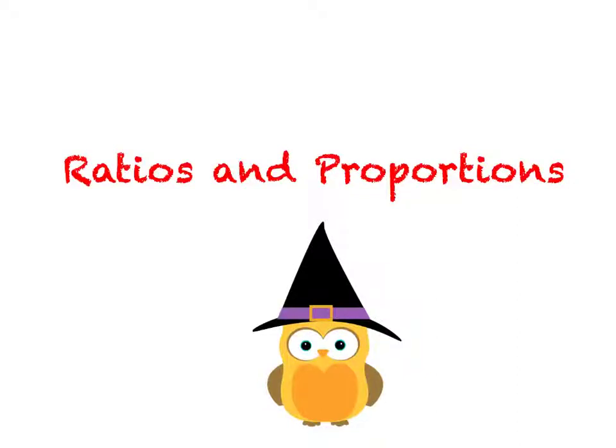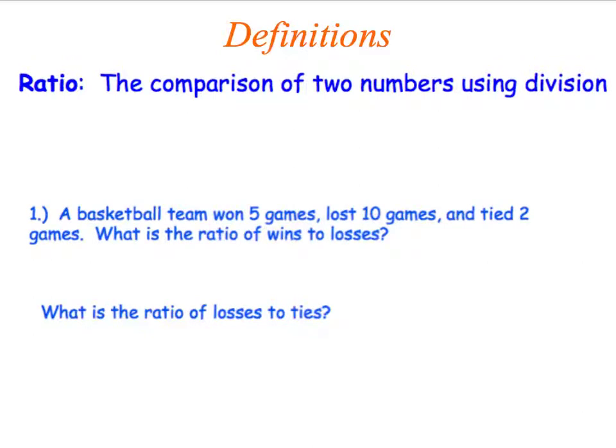This video covers ratios and proportions. A ratio is the comparison of two numbers using division. That could look just like a fraction, like saying the ratio of 2 to 3, or it could look like 2 to 3. These are both okay ways to write ratios.